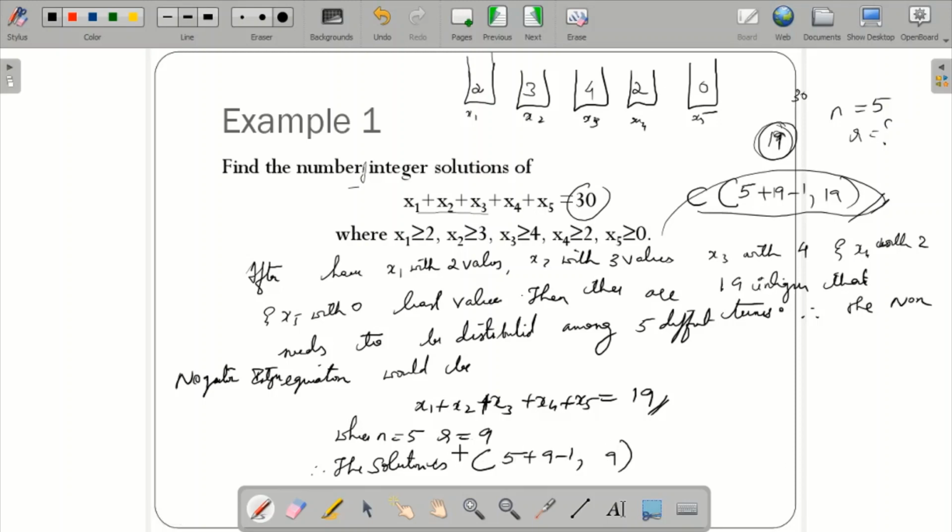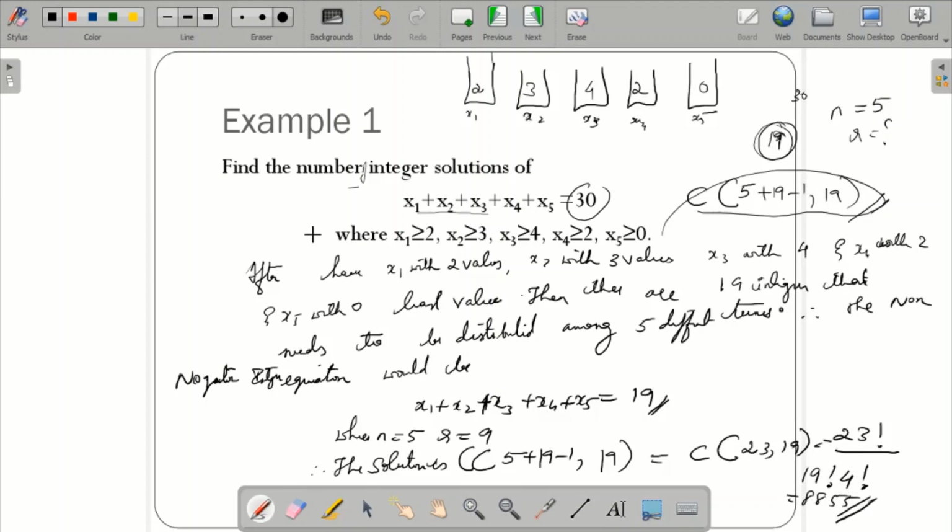So that is the combination of 23 comma 19, which is equal to 23 factorial divided by 19 factorial times 4 factorial. So that is equal to 8855. So this is regarding example 1.